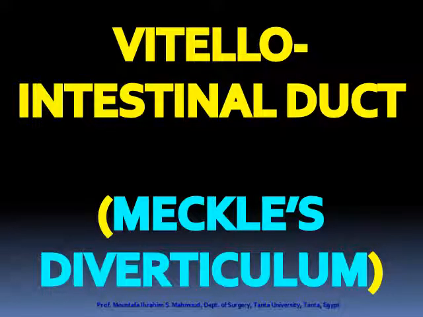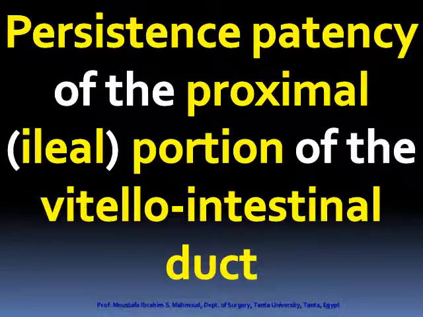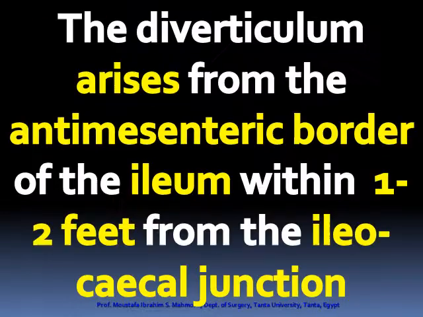Vitello-intestinal duct, Meckel's diverticulum. Pathology. Persistent patency of the proximal part, the ileal part of the vitello-intestinal duct. The diverticulum arises from the antemesenteric border of the ileum within 1 to 2 feet from the ileocecal junction.